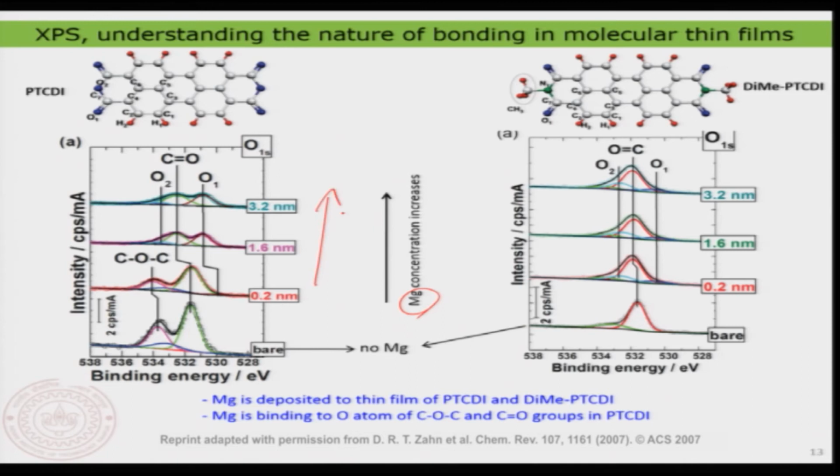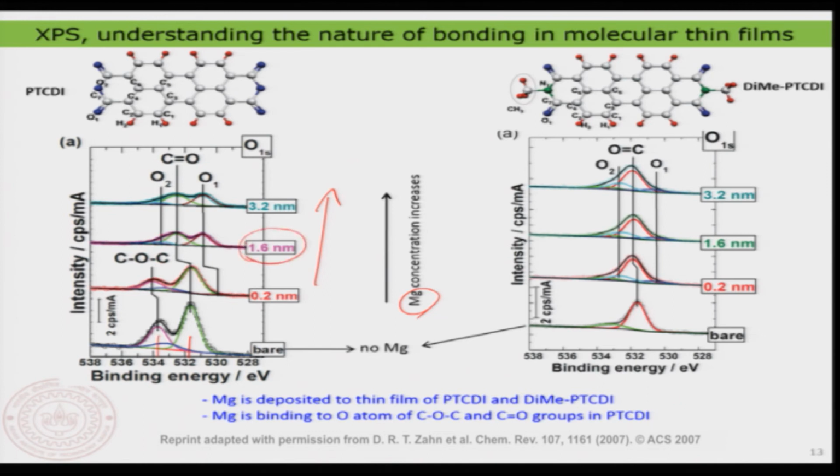But what I want to show you here is that the magnesium concentration increases as you go along this direction, and what you are seeing is the case of PTCDI. So, I would definitely expect two peaks, corresponding to the COC oxygen and the carbonyl oxygen. Yeah, that is something I see. But now, when I increase the concentration of the magnesium, what you see clearly is, after a certain coverage.